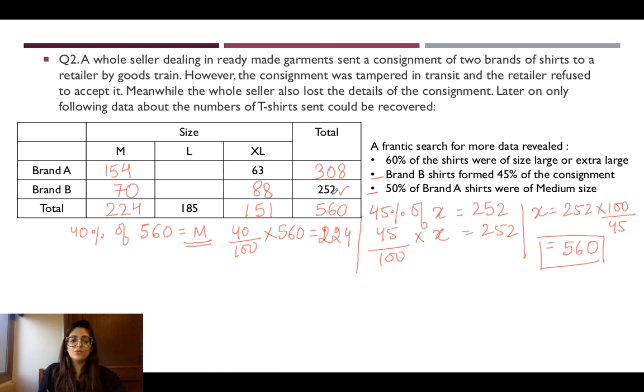So now we have 252, we have 70, we have 88. We can calculate this missing value. This is going to be 94. Again, we have both of these values. 185 is the total, 94 has come. The missing value here is 91.